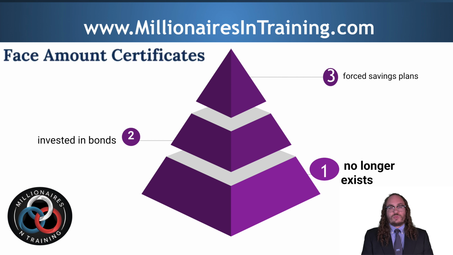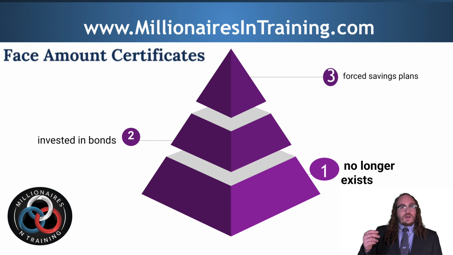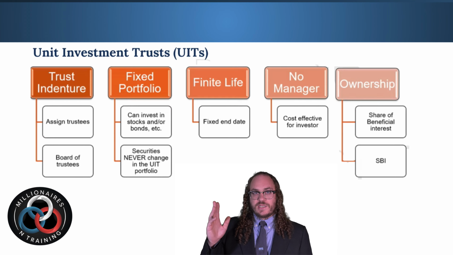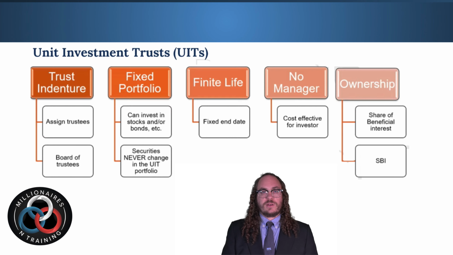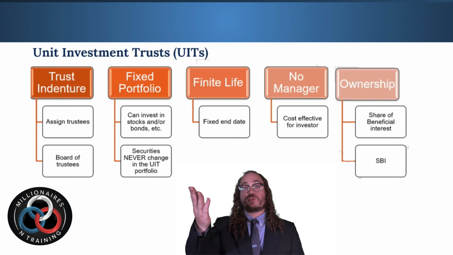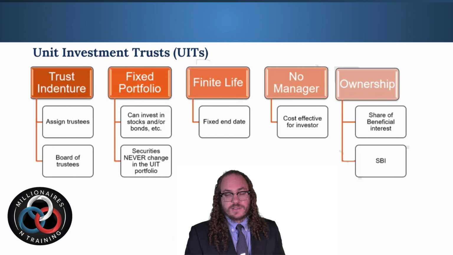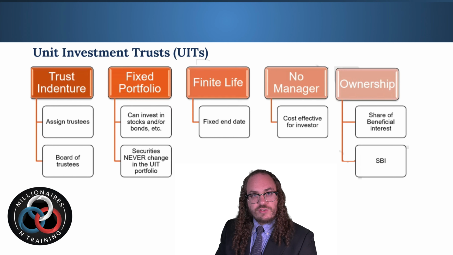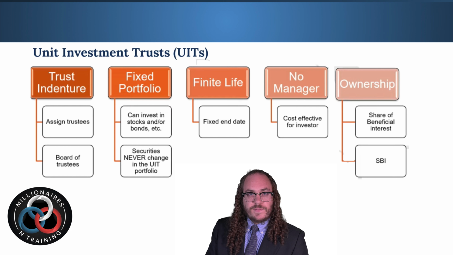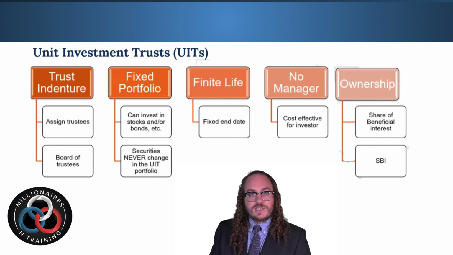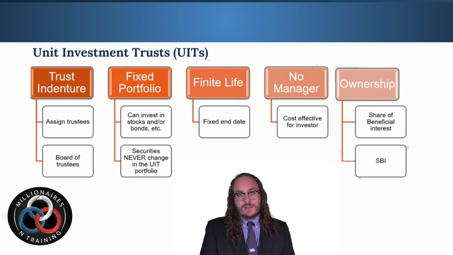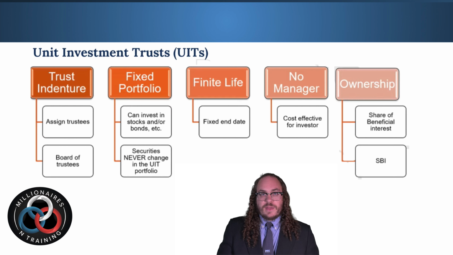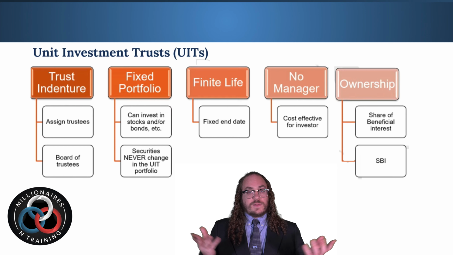Unit investment trusts are opened up underneath a trust indenture. That indenture will assign trustees and appoint a board of trustees to oversee the trust. A unit investment trust is created with a fixed portfolio. That simply means that the portfolio never changes securities. So with a fixed portfolio for UITs, we can invest in stocks, bonds, money market instruments, etc. Fixed just means that the securities inside the portfolio will never change.